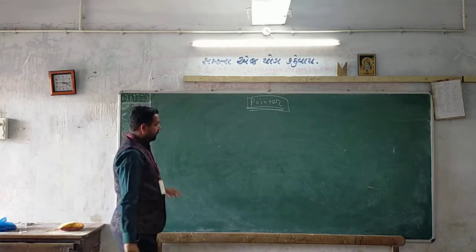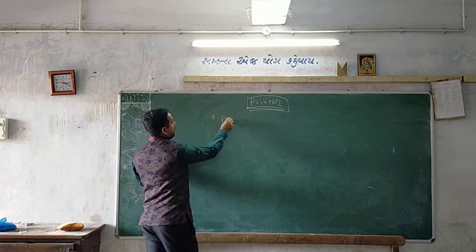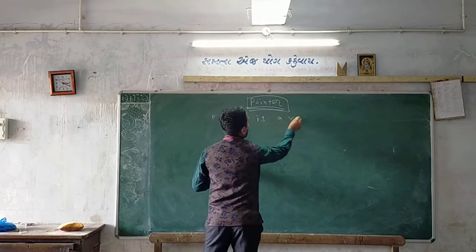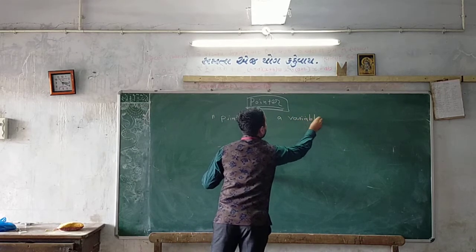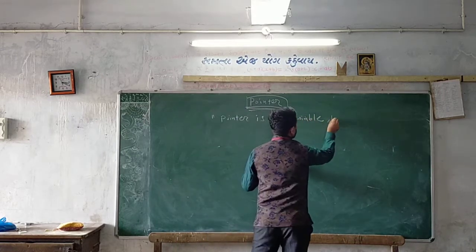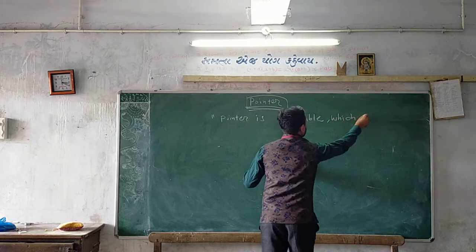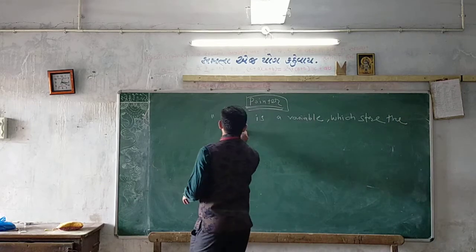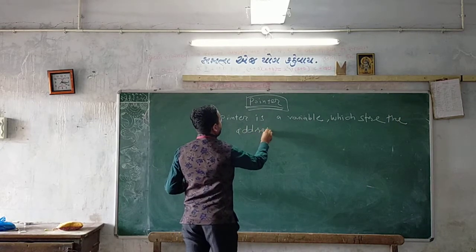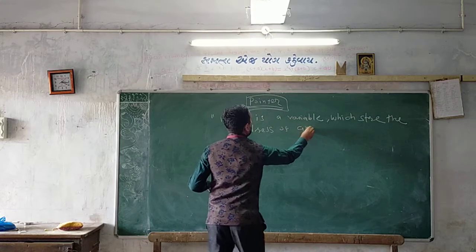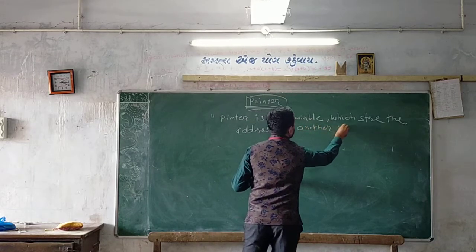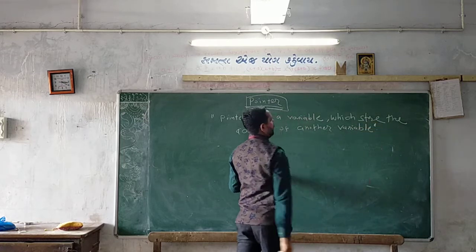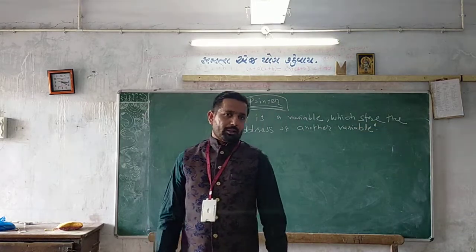So what is a pointer? First we see the definition. A pointer is a variable which stores the address of another variable. That is the definition of the pointer.